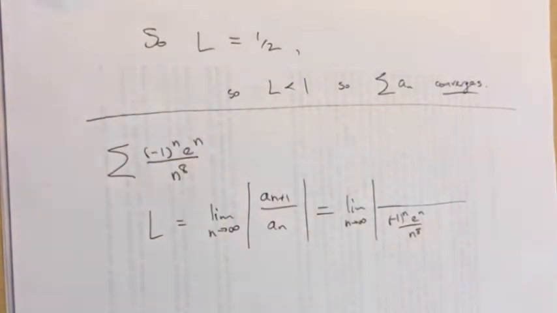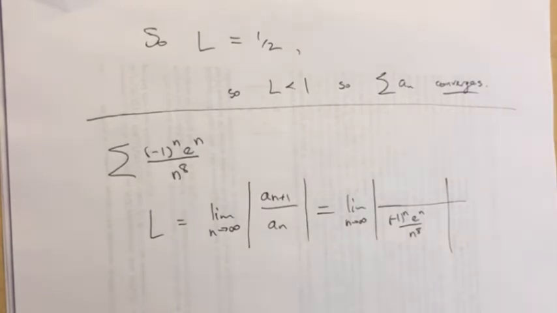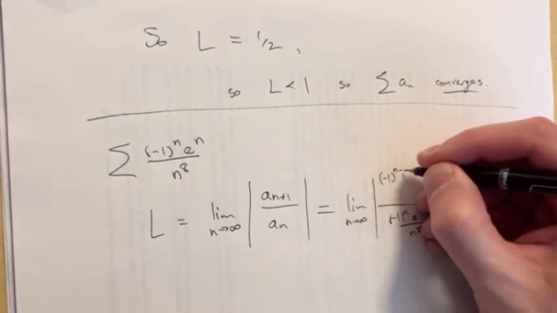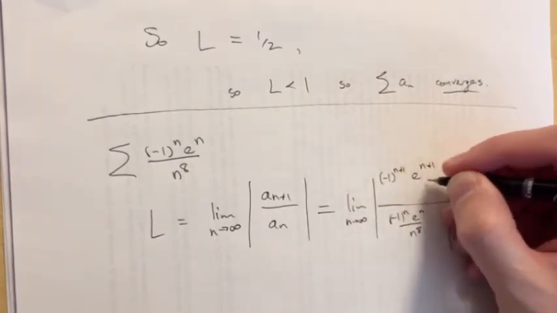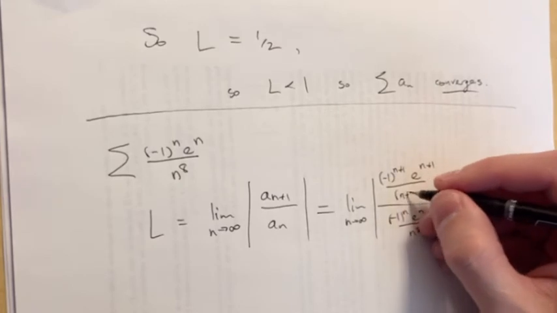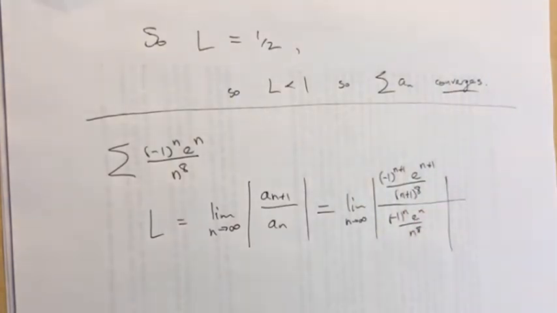Okay, what do we got? On the bottom here, I just copied the original thing. On the top, you copy the original thing, but you use n plus 1 instead of n. So it's going to say (-1)^(n+1) e^(n+1), divided by (n+1) to the power 8. Make sure you're just plugging in where it used to be an n. You are changing it to n plus 1. So like on the bottom there, it's easy to mess up a little bit. n to the 8 becomes (n+1), in parentheses, to the 8. All right.